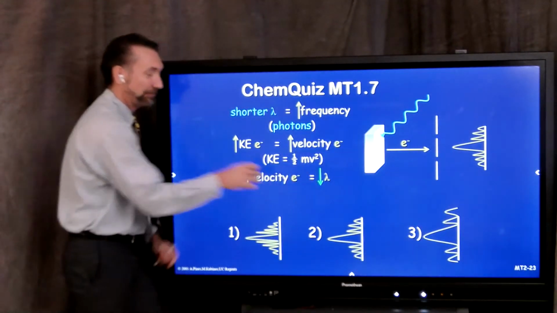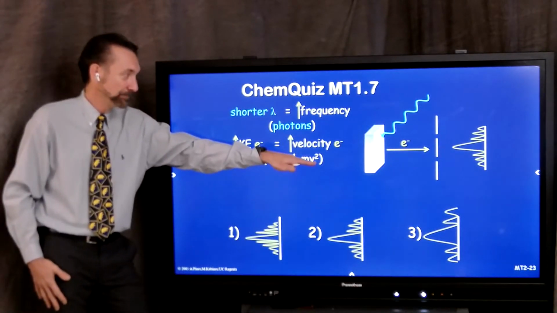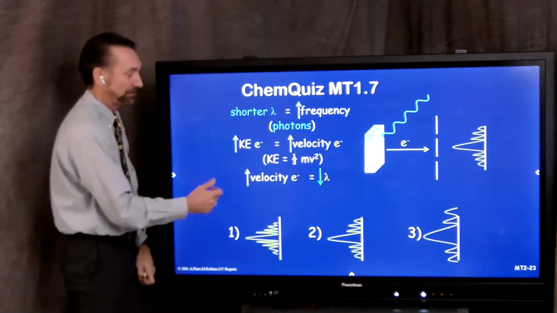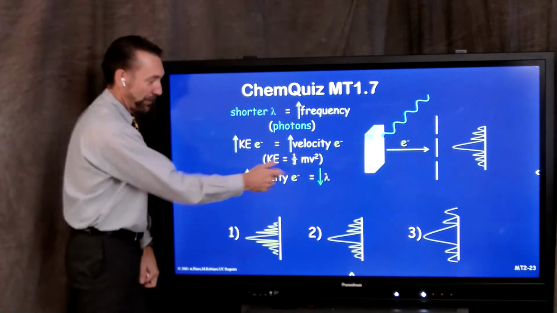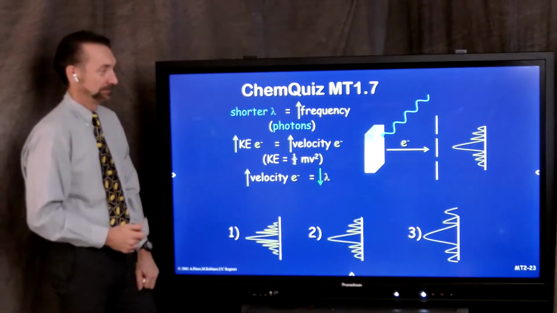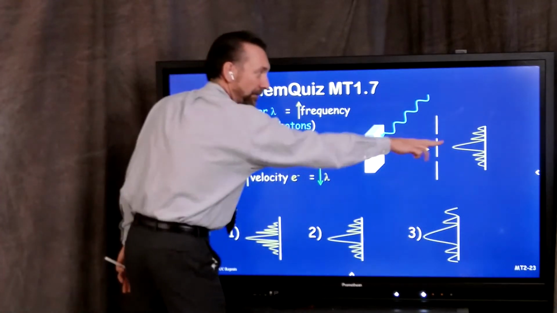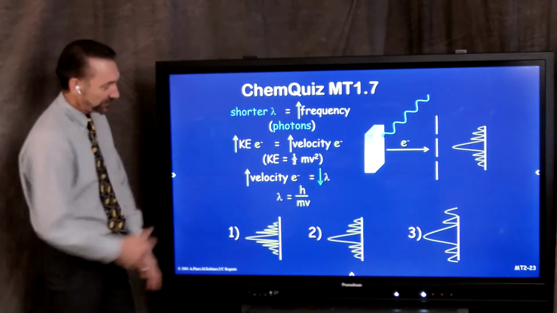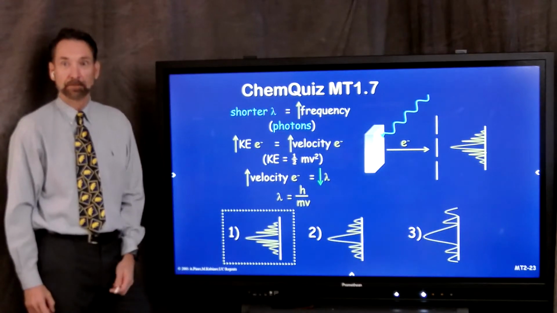So a higher frequency, higher energy, shorter wavelength, higher velocity. You can say my velocity increases, my kinetic energy increases. You can think about it as a particle, and then particle to wave, and then say, okay, my wavelength actually goes down for the photoelectron as well. So the diffraction grating should also cause a tighter pattern.